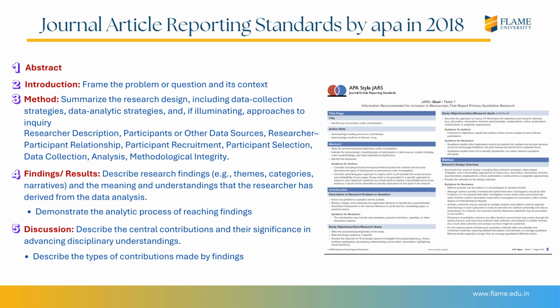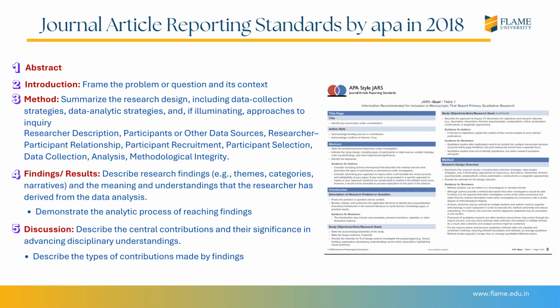It focuses on five main components: abstract, introduction, methods, findings, and discussion. Areas in the methodology include research design overview, participants, data sources, recruitment, data collection, and data analysis. The abstract should state the problem, research question, and indicate the research design, including types of participants or data sources with analytic strategy. It should provide a summary of the main findings and the study's implications and identify five keywords. In the introduction section, frame the research problem or question and its context.